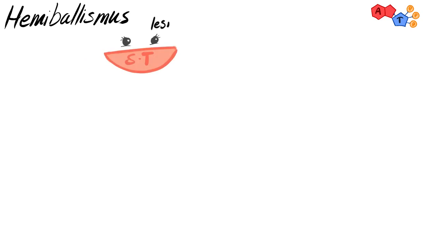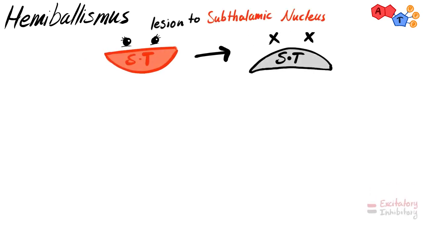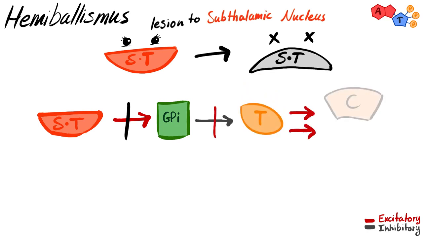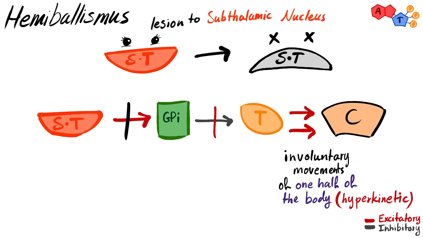Lastly, another hyperkinetic disorder of the basal ganglia is known as hemiballismus. Basically, in this case, there's a lesion in the subthalamic nucleus, so it does not excite globus pallidus interna, so you will have less inhibition on the thalamus and consequently involuntary movements of one half of the body.